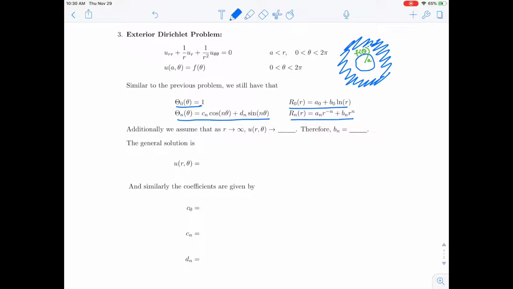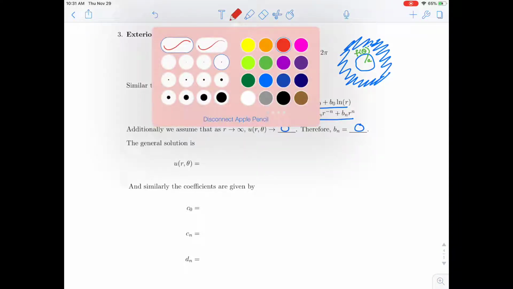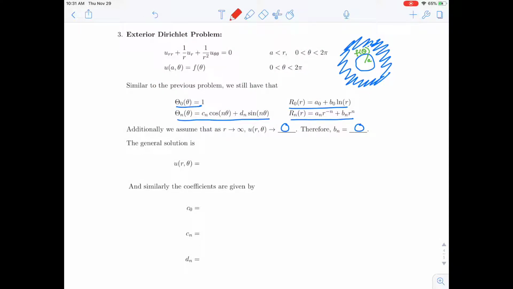Additionally, in order to make this problem work, we're going to have to assume that as r goes to infinity, u of r theta has to go to 0. So we don't want this function to get larger and larger as you go to infinity. What that does is that gets rid of the b sub n's. If you take the limit as r goes to infinity, natural log of r would go to infinity, so we don't want that. And r to the n, when it's a positive n, would go to infinity, so we don't want that. So we're just left with the a sub 0 term and the a sub n r to the minus n terms.